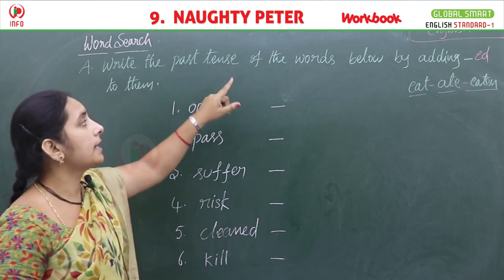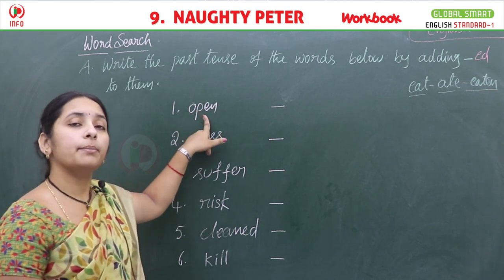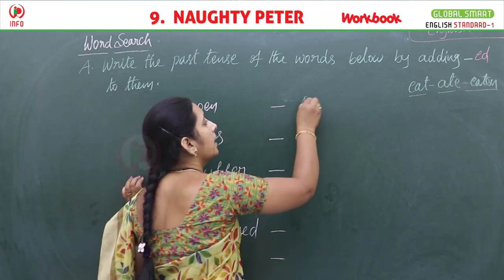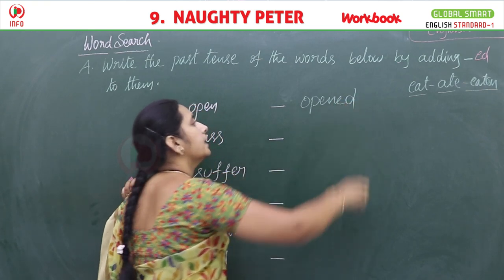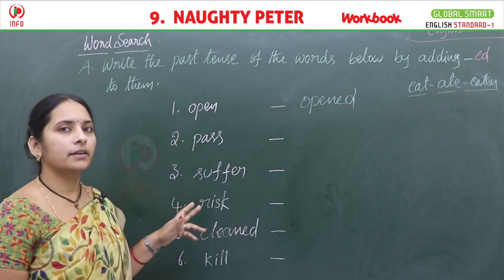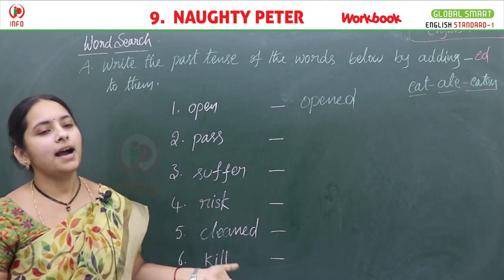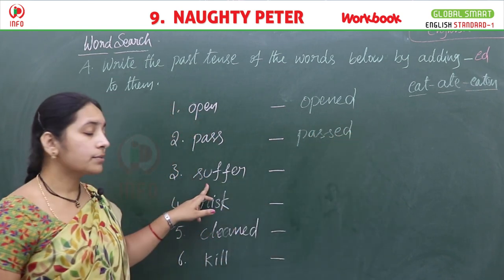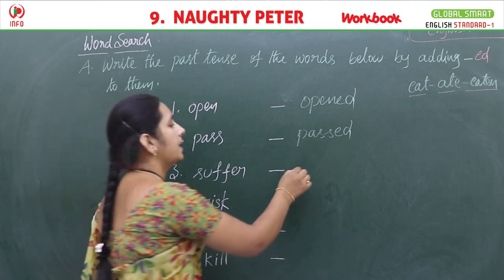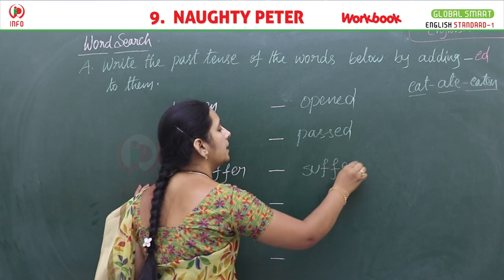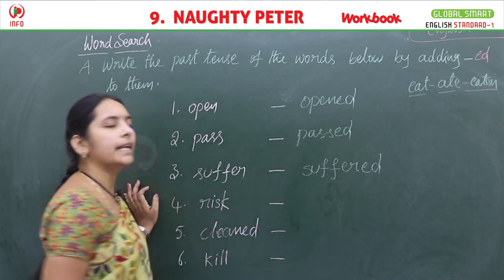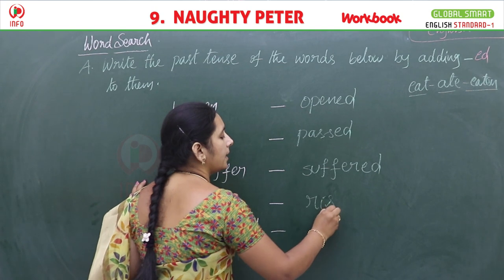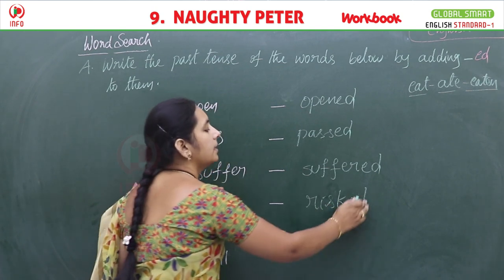Open, what is this? Past tense of the words. By adding ed form to that become past tense. This is the present tense. Okay? So open. So by adding ed, what it becomes? Opened. O-P-E-N-E-D. Got it? Open, opened. Okay. Next, pass, passed. Very good. P-A-S-S-E-D. Passed. Next one, suffer, suffered. S-U-F-F-E-R-E-D. Nothing to add, just E-D only, that's it. So next, risk, risked. R-I-S-K-E-D, risk, risked. Okay.